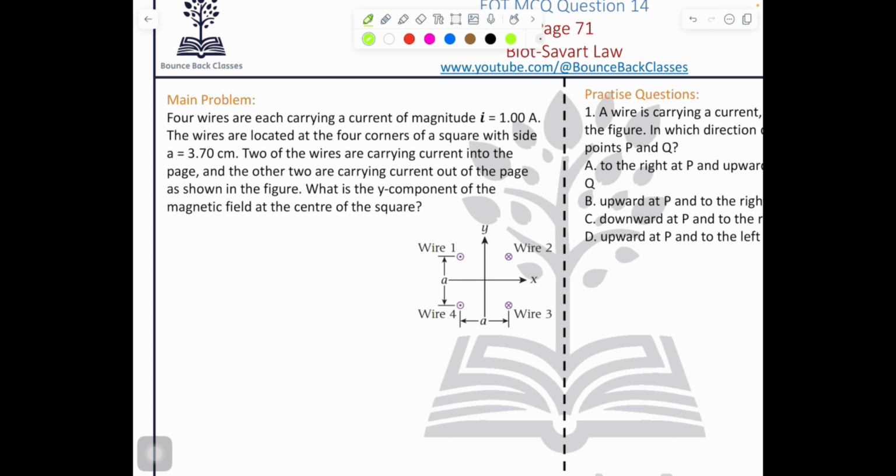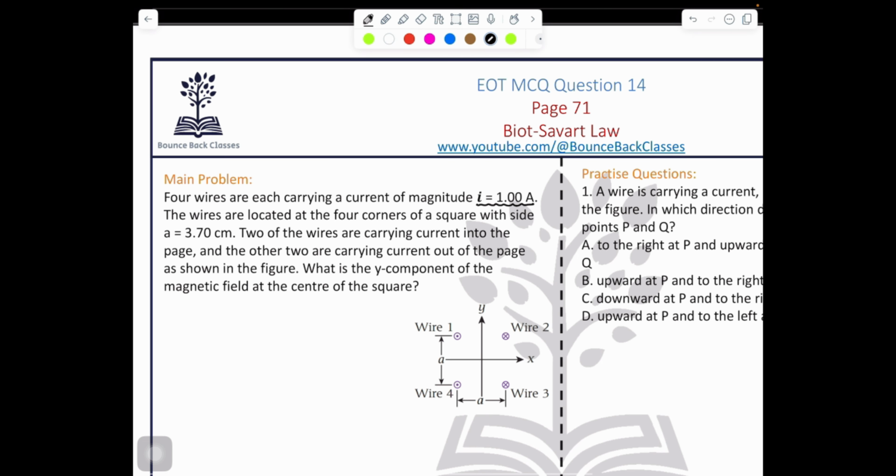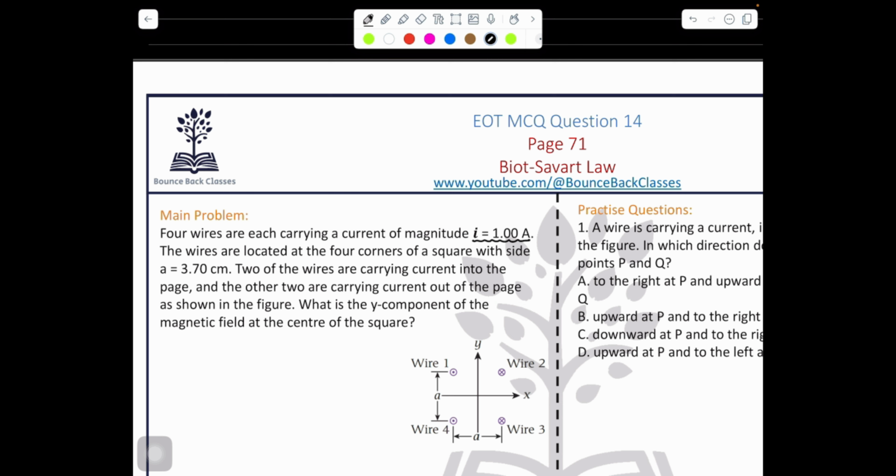Try to understand this question. 4 wires, each carrying a current of magnitude I. Whenever you are solving questions, you should know all the formulas. One is dB is equal to mu naught over 4 pi, I dl divided by r square. This is your first formula. Second formula, B is equal to mu naught I divided by 2 pi r.